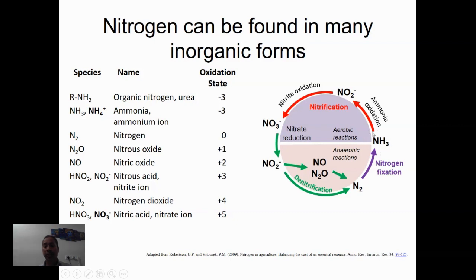The oxidation of ammonia to nitrate is known as nitrification. This is an aerobic process, meaning oxygen is required, whereas the reduction of nitrate to ammonia is called denitrification. In this process, there is a reduction of nitrate to ammonia, so there is no requirement of oxygen, and this is a completely anaerobic reaction.